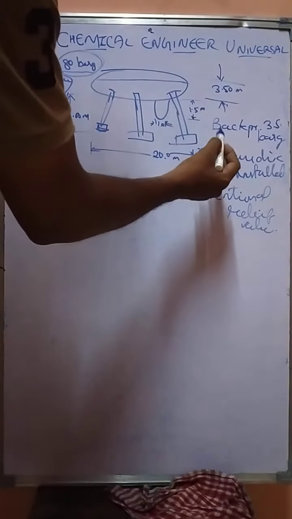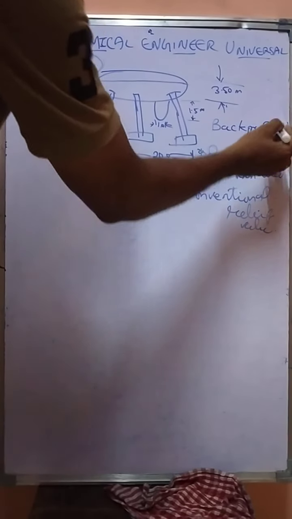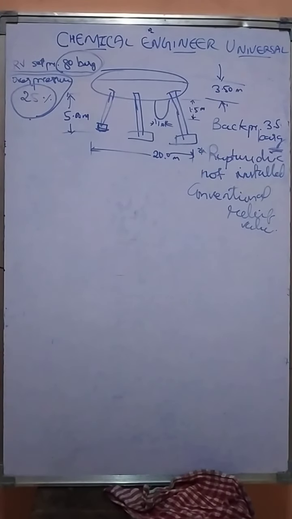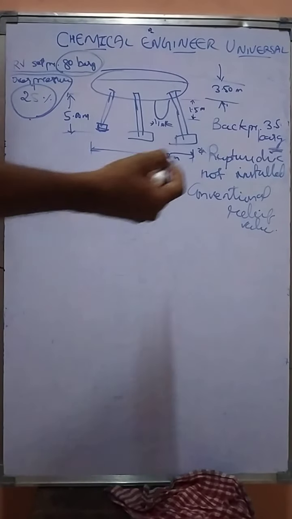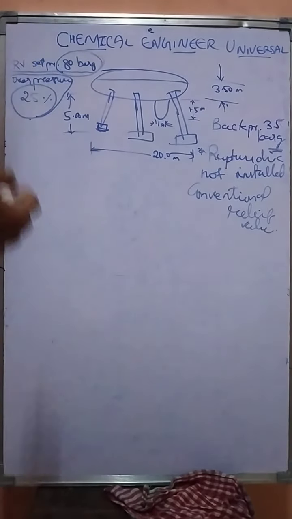And what are the conditions? The back pressure will always be constant at about 3.5 bar G. In some cases you have the PSV's back pressure, and that also you should handle. So that is given as 3.5 bar G. The next one is what type it will be, whether it has a rupture disk or not.